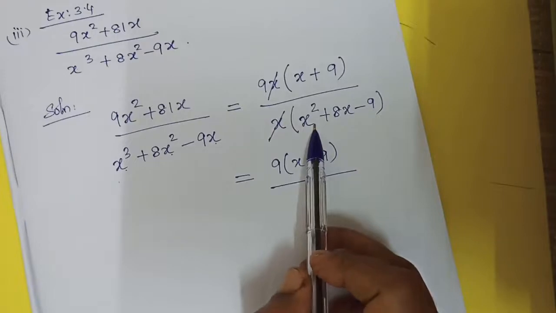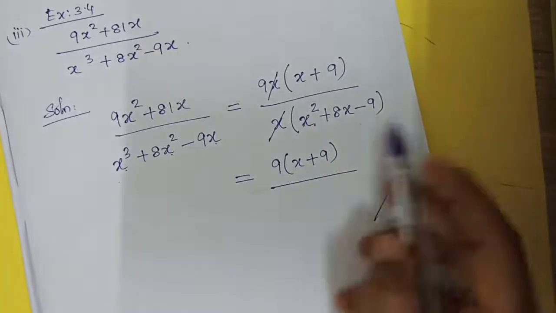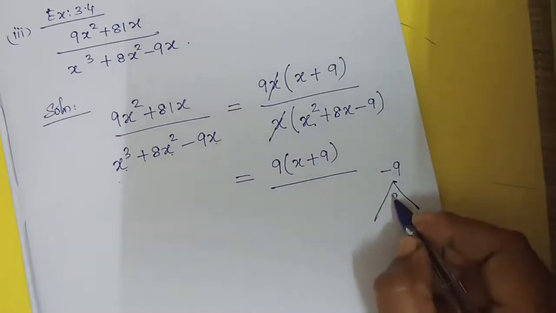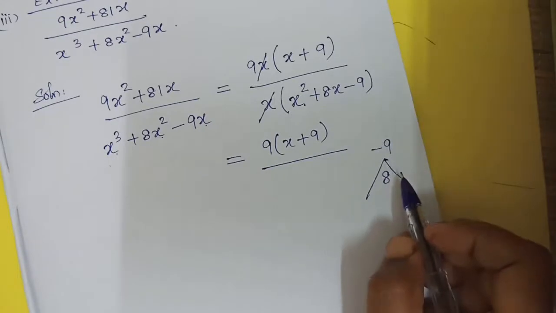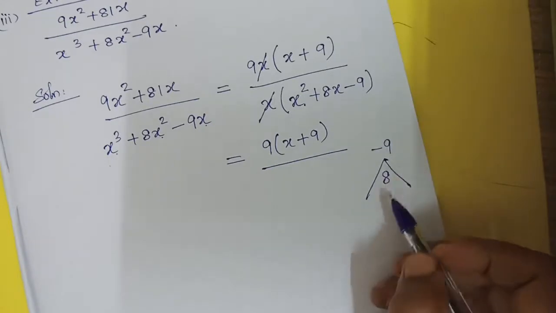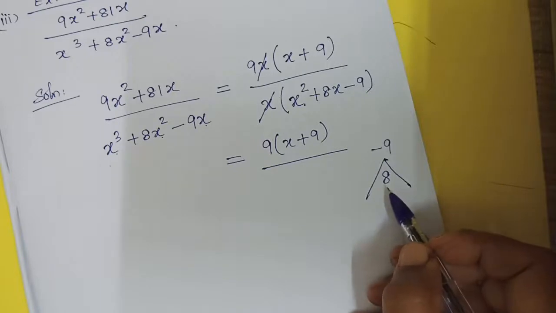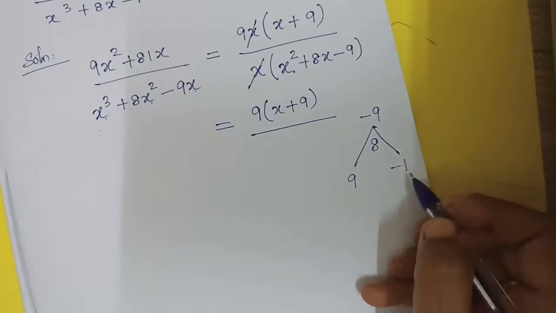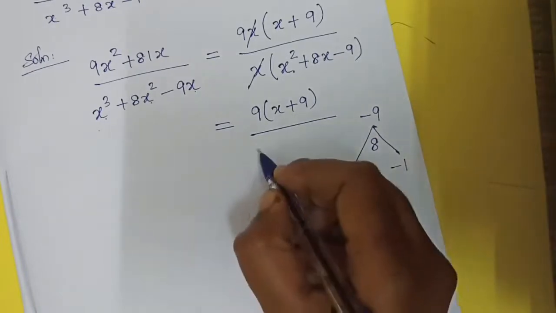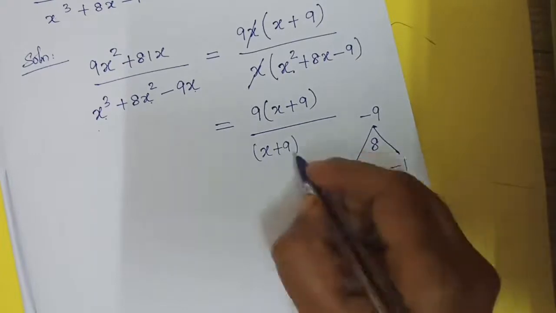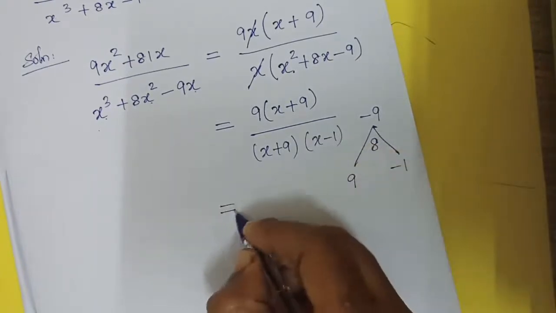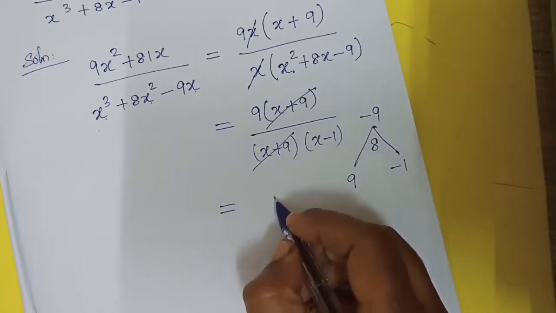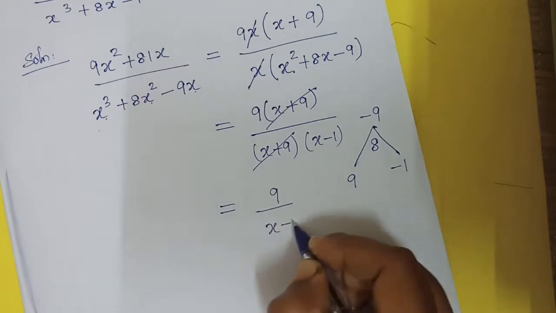So we can reduce it into factors. What is the product? Minus 9. What is the sum? 8. When we multiply, we need to get minus 9, and when we add, we need to get 8. Can you guess the possibilities? 9 and minus 1, is it correct? Yes. So (x + 9)(x − 1). Here x + 9 gets cancelled. And what is the last answer? 9/(x − 1).